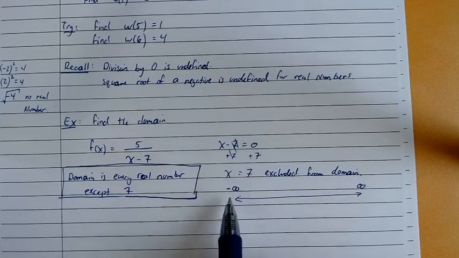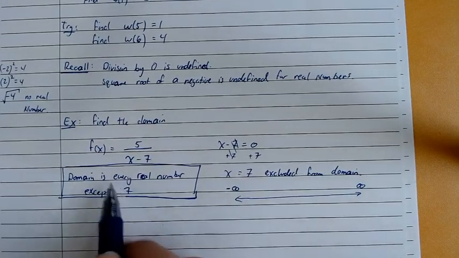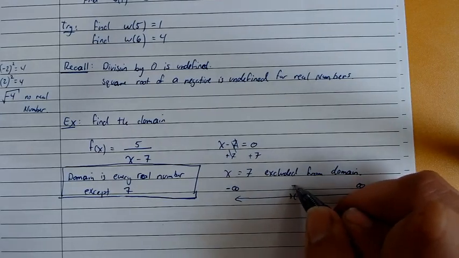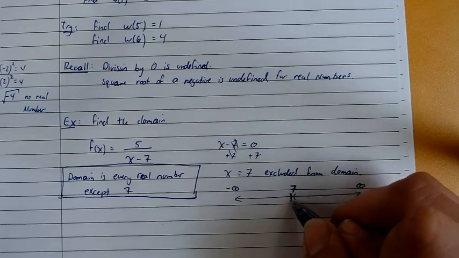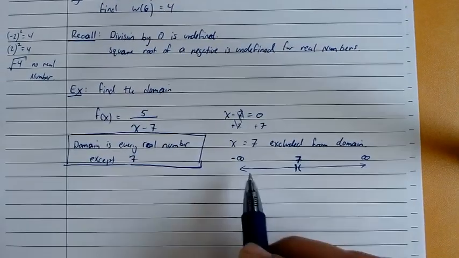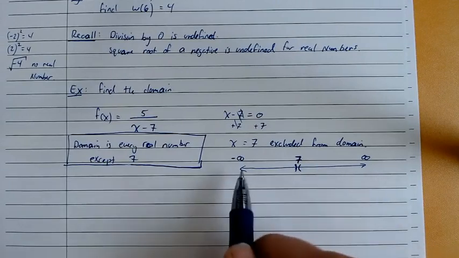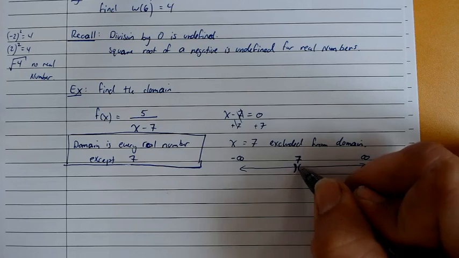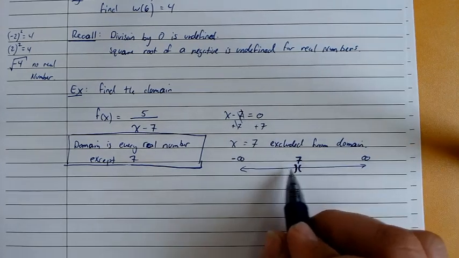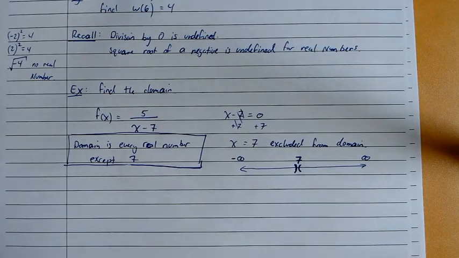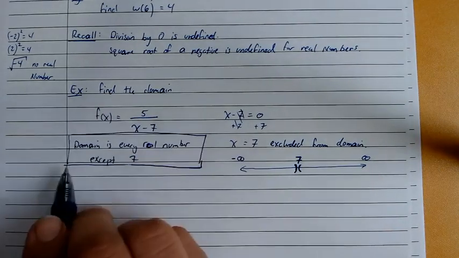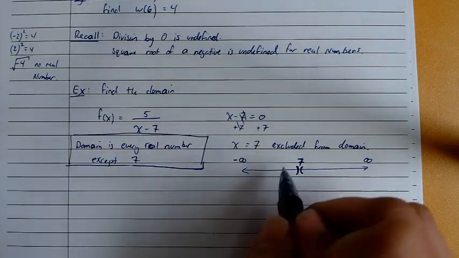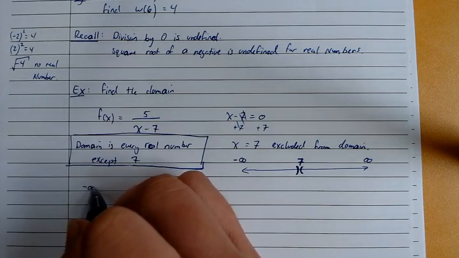Okay, so my domain is every number, except for 7. So right here, I have a little hole that's 7, like that. So I'm going to write this, but without writing the number line. When I have a curved parenthesis, that means that number is not included as part of my interval. So here, I can write it in words. The domain is every real number except 7, or I can write it in what's called interval notation.